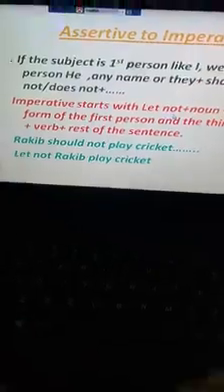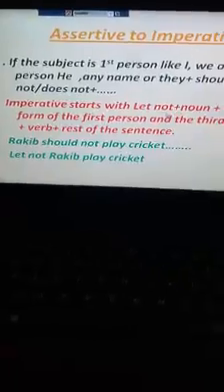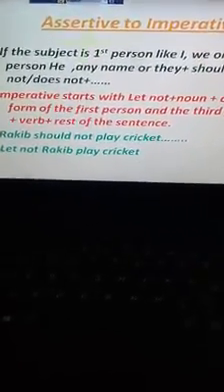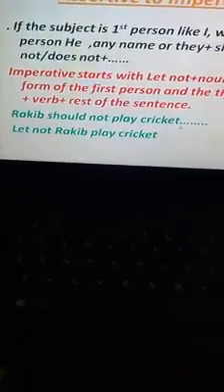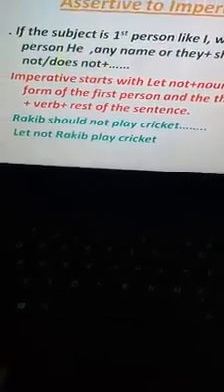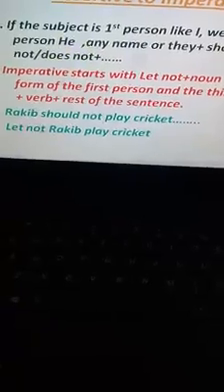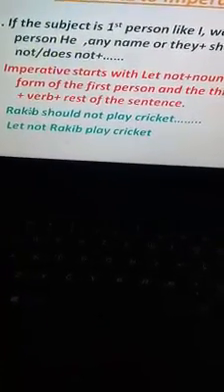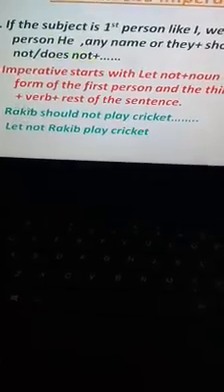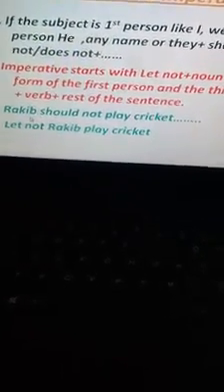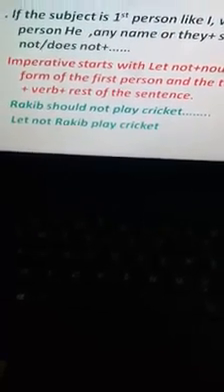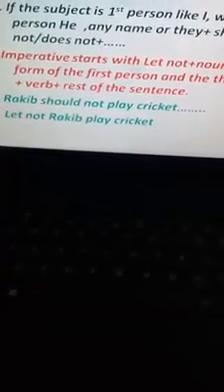Now, sometimes these types of sentences are written in the negative sense, for example, Rakib should not play cricket. Then I have to use let not. Let not Rakib play cricket. But sometimes the subject is not a noun, but a pronoun is used as a subject. Then you have to use not after the subject. Here not is used before the subject, before the noun. Let not Rakib play cricket.